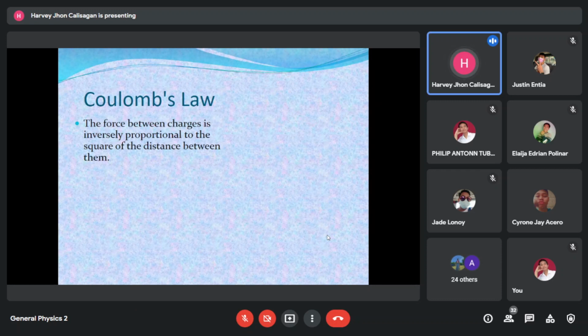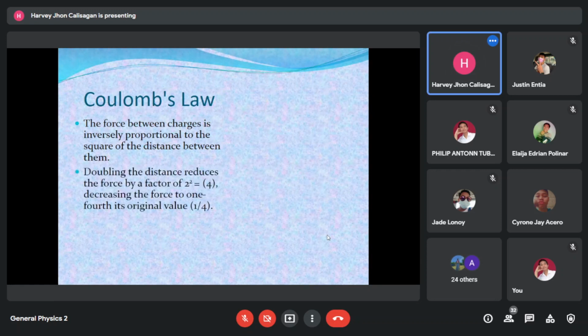Another definition of Coulomb's law: the force between charges is inversely proportional to the square of the distance between them. So they are only affected by the distance. Now, what is the connection of the distance between the force and the charges? Doubling the distance reduces the force. It means that the farther the charges, the lesser the force will be.